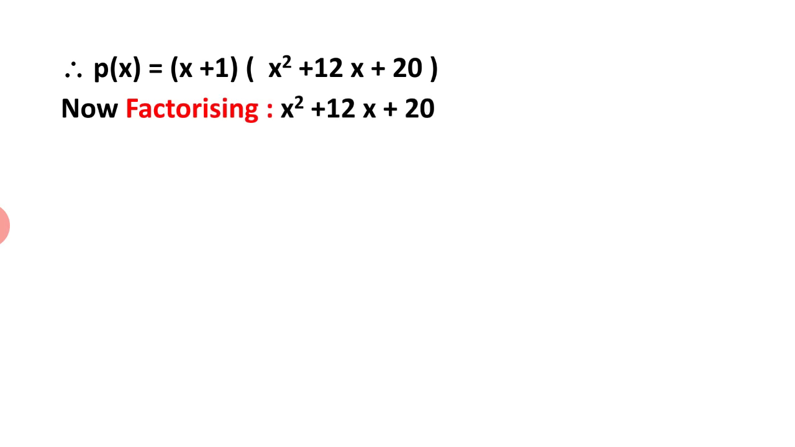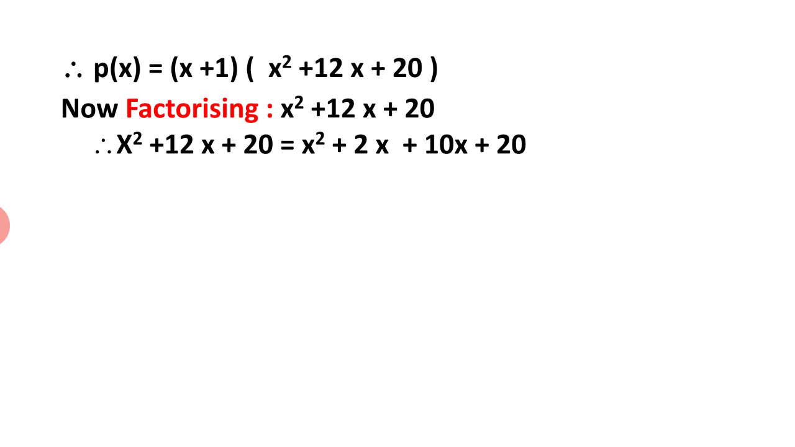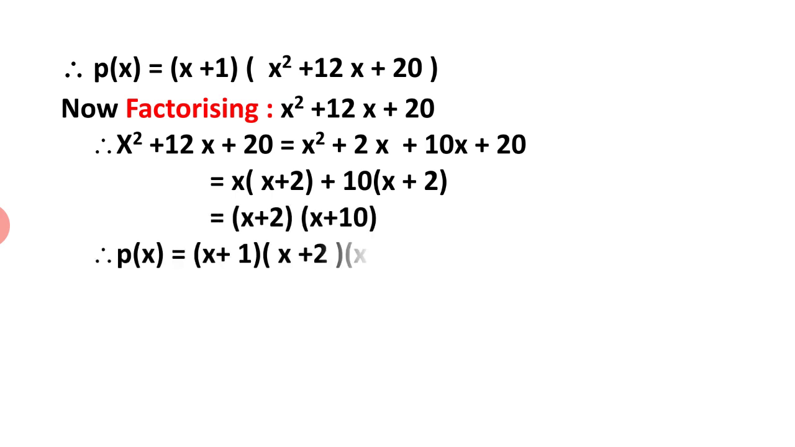Now 12x, see the last term is positive. So you have to factorize 20 such that sum of those two factors should be 12. Now 10 twos are 20 and 10 plus 2 is 12. So we factorize it and split the middle term as x square plus 2x plus 10x plus 20. So now here x into x plus 2, taking common from two terms and 10 from last two terms, that is 10 into x plus 2. So x plus 2 into x plus 10, and here we get the factors as p of x is equal to x plus 1 into x plus 2 into x plus 10. So these are the factors.